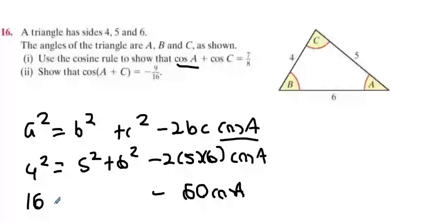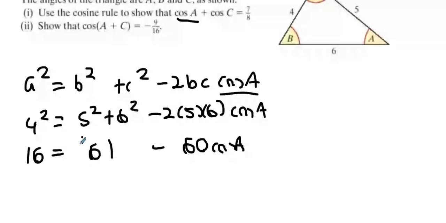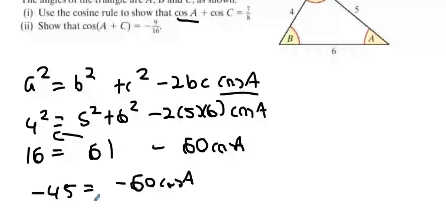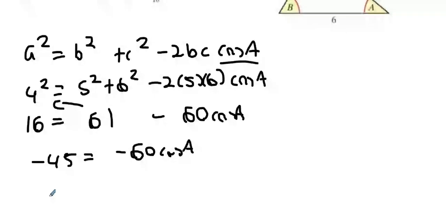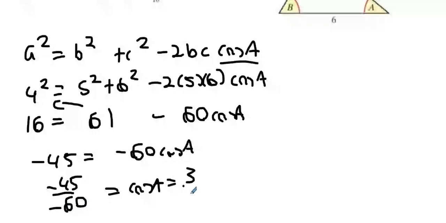That's going to be 16, and that's going to be 61. Put the 61 to the other side. Minus 45 equals minus 60 cos A. And then what we're all going to find out is that minus 45 over minus 60 is what? 3 over 4. Are you cool with that?